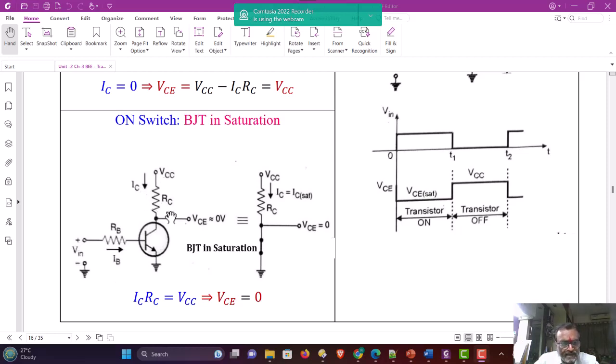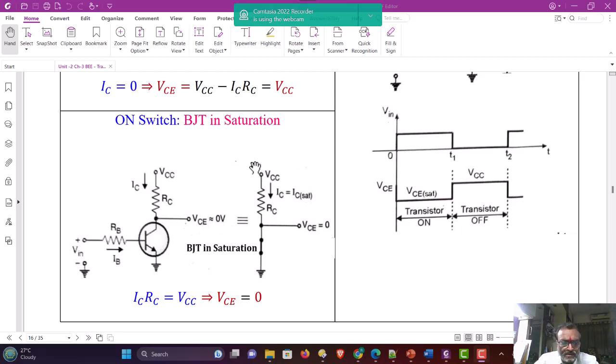Now, when this large current flows through a resistance RC, it produces the voltage drop across RC. And therefore, output voltage VC is equal to VCC minus ICRC. Since ICRC is approaching VCC, therefore VCC minus ICRC is equal to 0, or VC is very small.